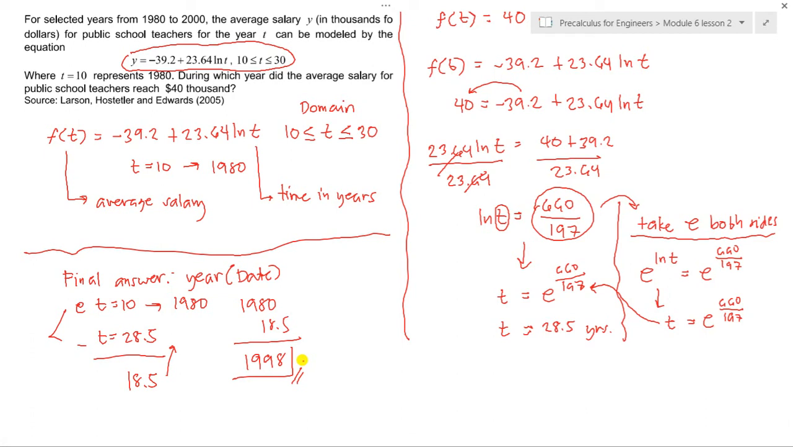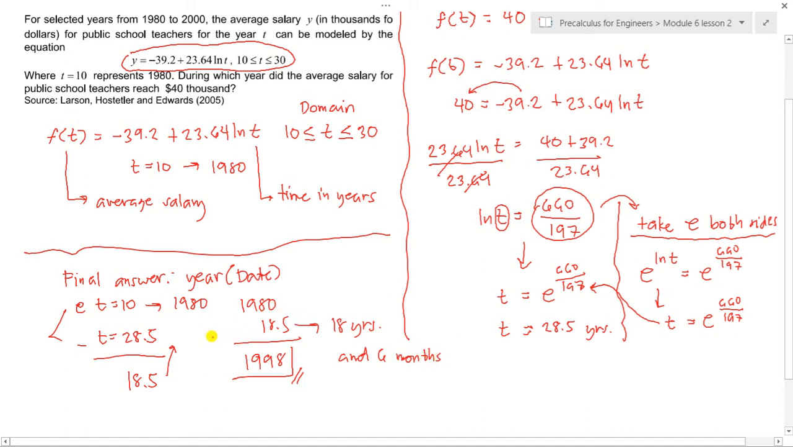Sir, that's not 1999. Actually, it has already exceeded, right? The duration, when we say 18.5, that is 18 years and 6 months, right? So upon the 18th year, what is the year? 1990. So around 1990, because it is only 6 months. So upon June of 1990, that is where it reaches $40,000. So it falls within the year 1990.